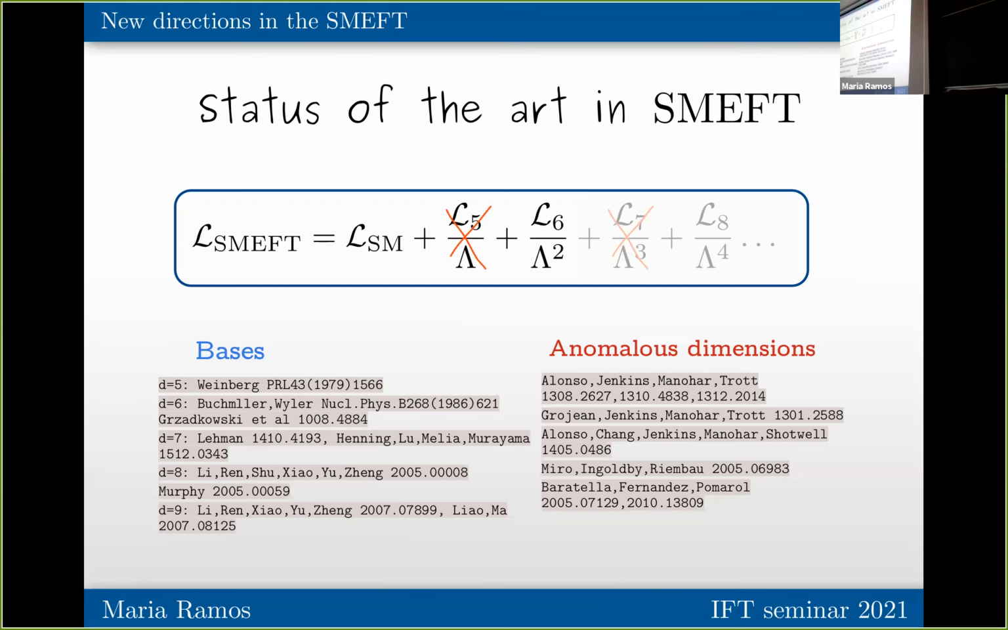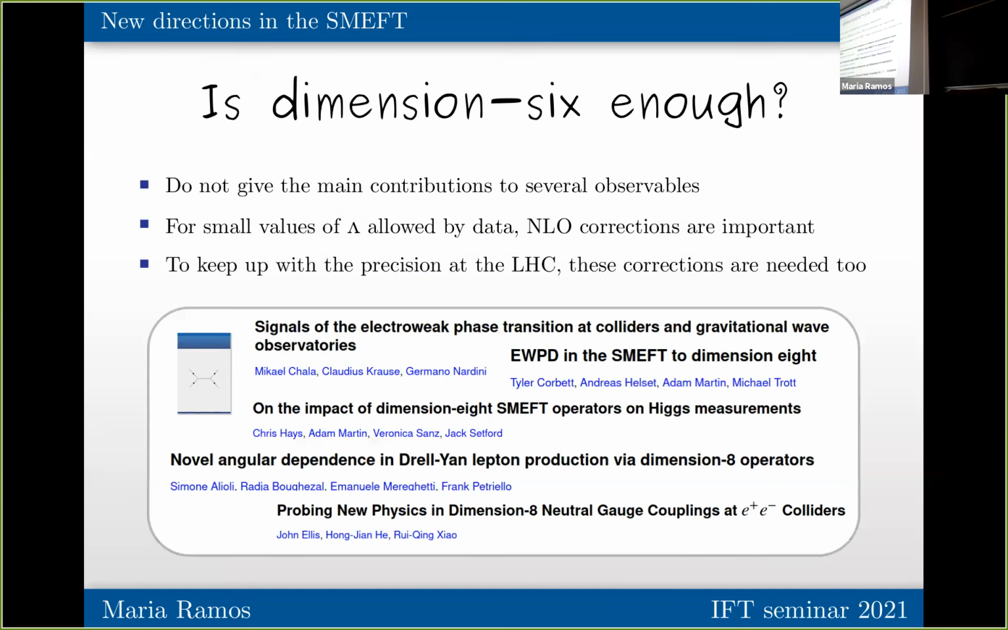suppressed. So given this picture, what we wanted to ask is whether knowing this running at dimension 6 is enough, or studying the phenomenology with only dimension 6 operators was enough. And to motivate my negative answer to this question, I would like to mention some examples.